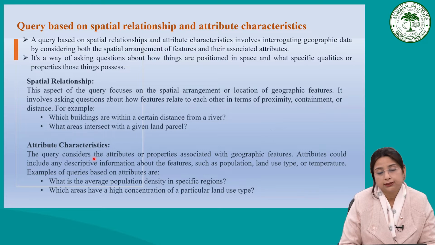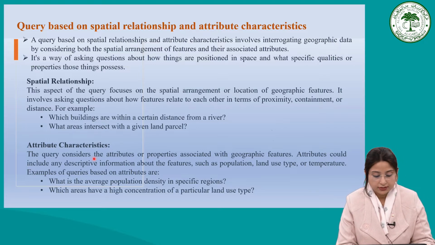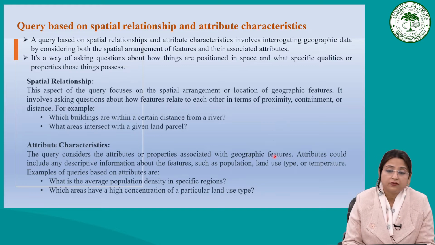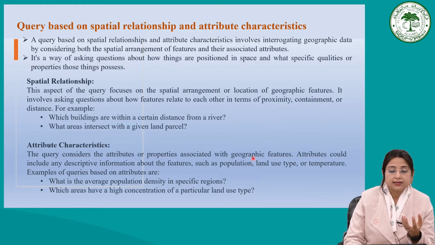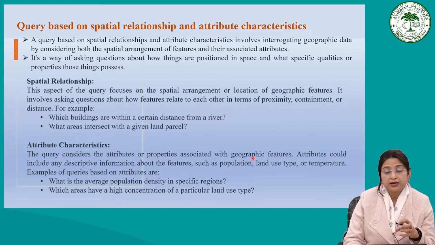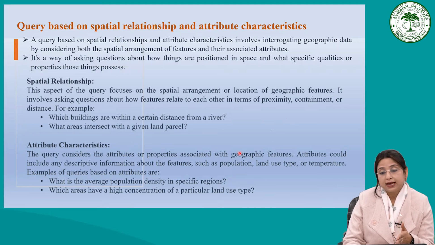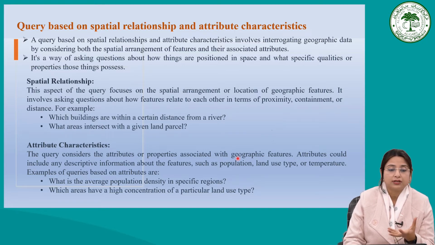So coming to the query based on attribute characteristics, simply we can say, the properties associated with geographic features. Properties, that is, maybe population associated with a particular region, income associated with a particular region. Income is a property of a particular region, population density is an attribute of a particular region. So attributes may include descriptive information about the features like population, land use type, the temperature. These are all characteristics of a particular region.